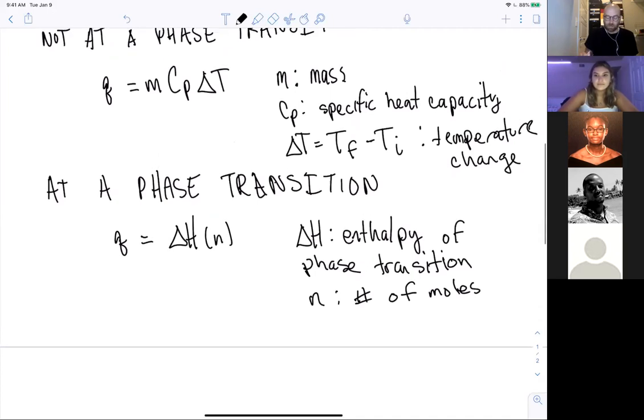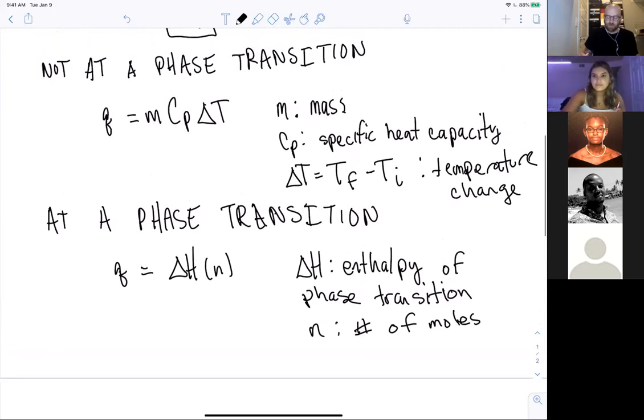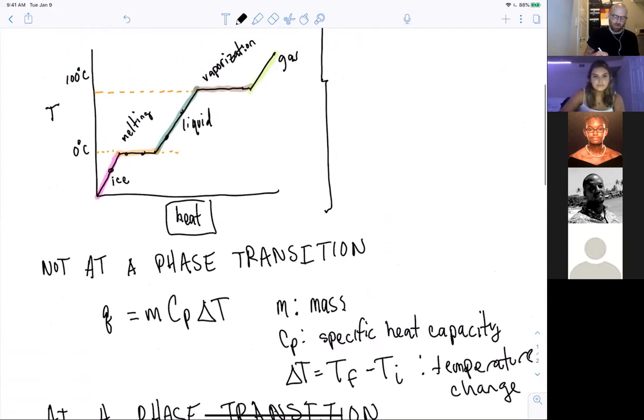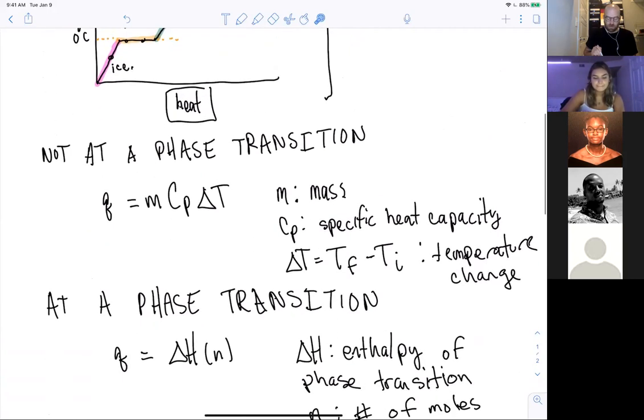Okay, but yeah, so using these two equations, we can go back and apply that to the heat curve. So at any of ice, liquid, or gas, we're going to be using this equation here. But at the phase transition, where we're going through melting, or we're going to vaporize things, we're going to be using this equation here.